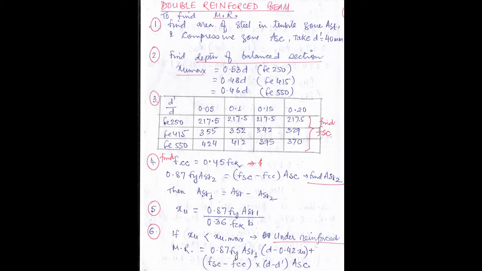Also, if it is not given in the question, then assume the value of the clear cover as 40 mm and denote it as d dash.